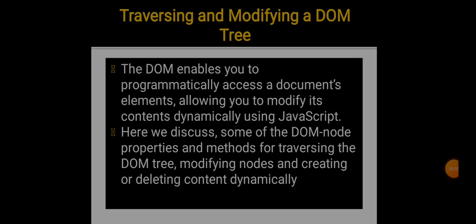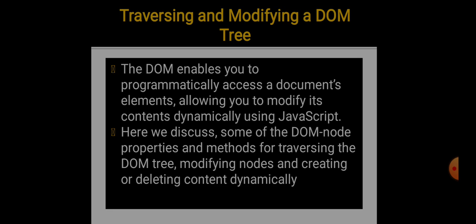Today we are going to discuss how we can traverse and modify a DOM tree. We all know what a DOM tree is, and how you can represent an HTML element as its equivalent DOM tree. Here the DOM, that is the Document Object Model, enables us to programmatically access an HTML document's elements, allowing us to modify its contents dynamically using JavaScript. That is, we can use JavaScript to dynamically modify an HTML page's elements.